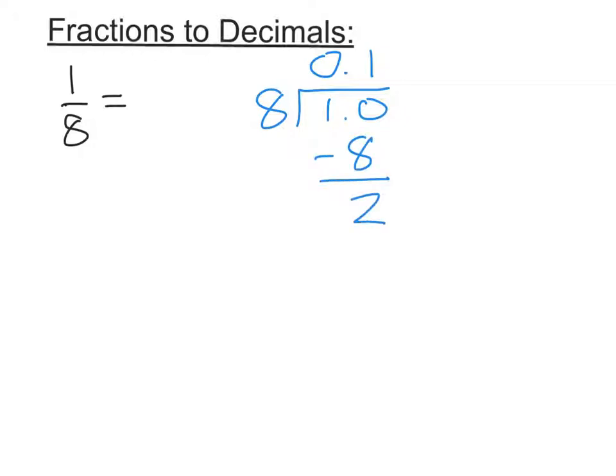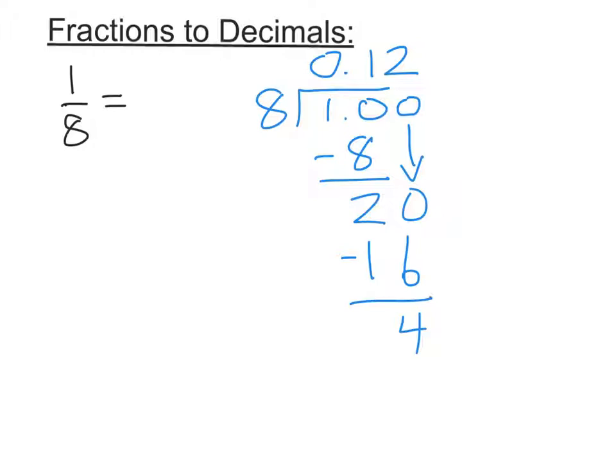And now since we don't have a 0 remainder, we're going to have to grab another 0. Remember, there's as many zeros as you want to the right of the decimal point. And we're going to bring that 0 down. And now we'll put 8 into 20. It will go 2 times. 8 times 2 is 16. We subtract and get a remainder of 4.